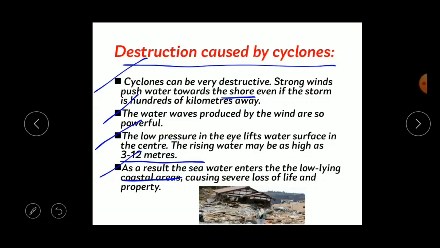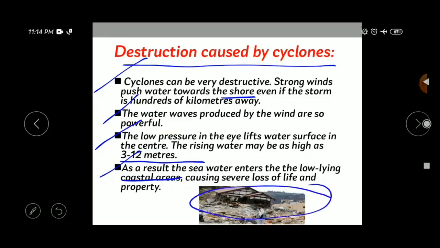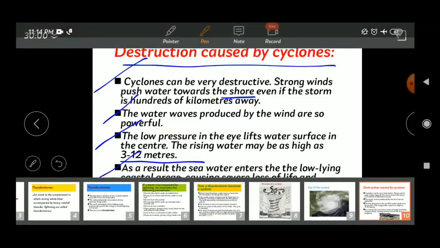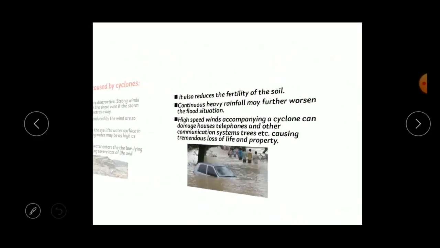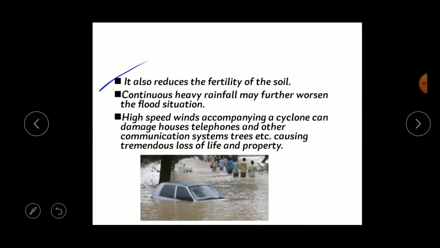Okay, here you can see. Yes, children. Okay, let's move to the next point. It also reduces the fertility of the soil. The soil of the area also loses its fertility after a cyclone.